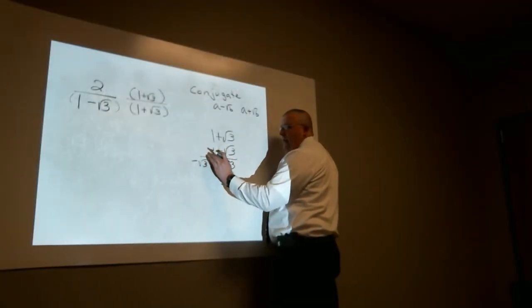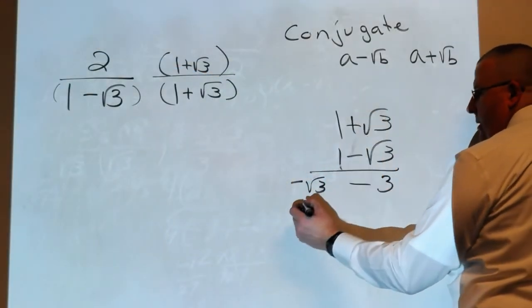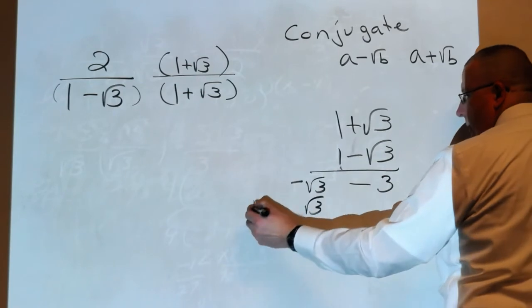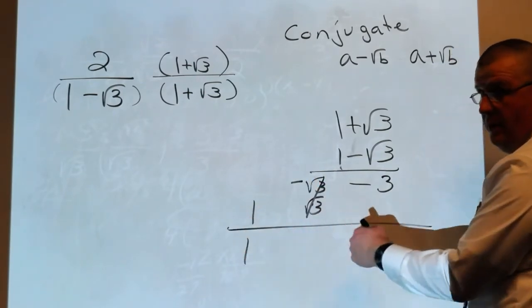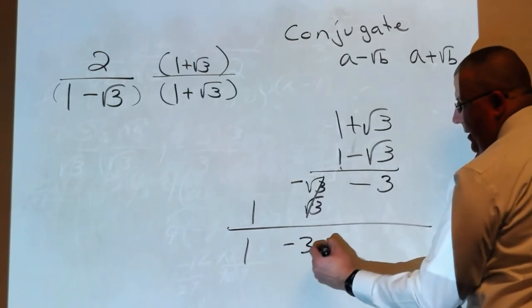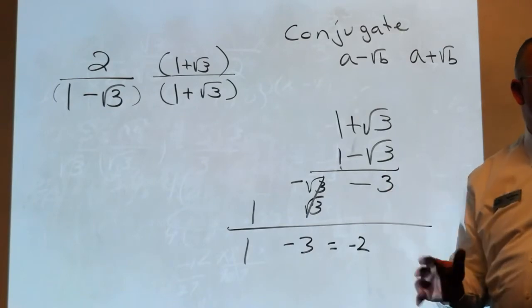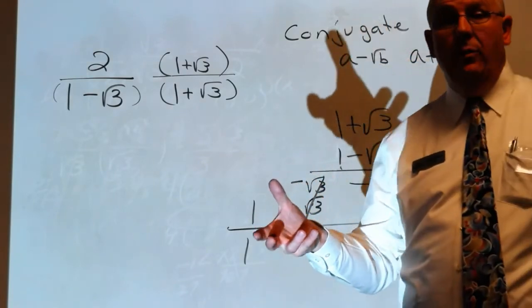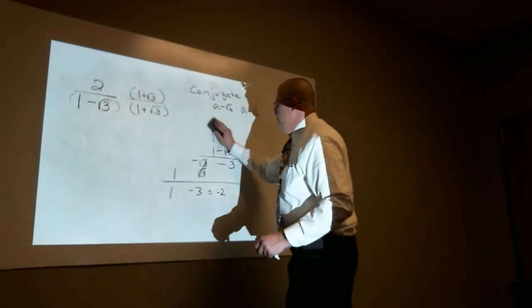We move over like we would any two-digit number. I go 1 times a positive radical 3 is a positive radical 3. 1 times 1 is 1. Add them all up, we get 1. These go away. Negative 1 of those and positive 1 of those, and none of those. Minus 3, which is just negative 2. The reason we did this is because we needed to have some convention to get radicals out of the denominator. All right, now for the shortcut.